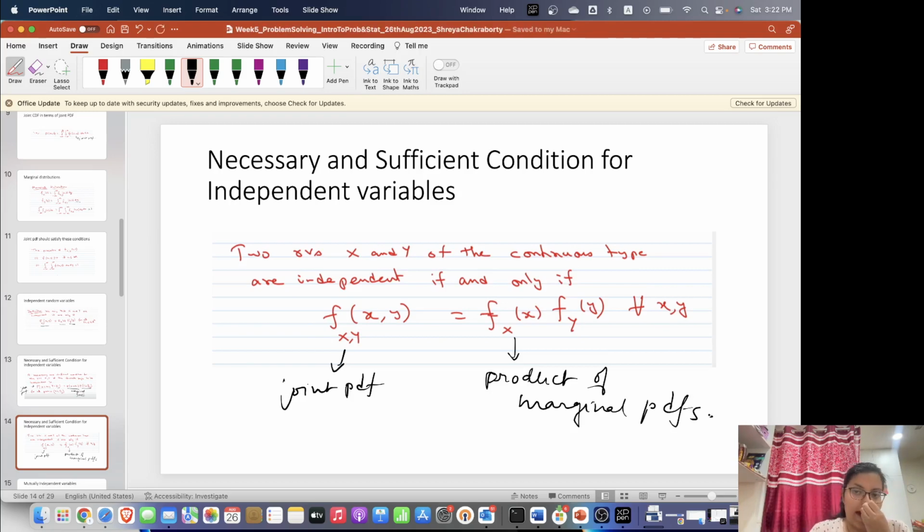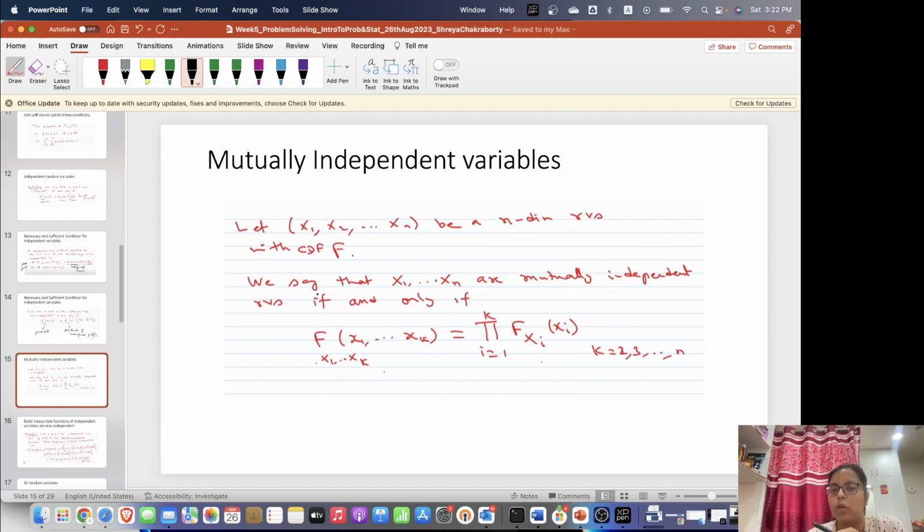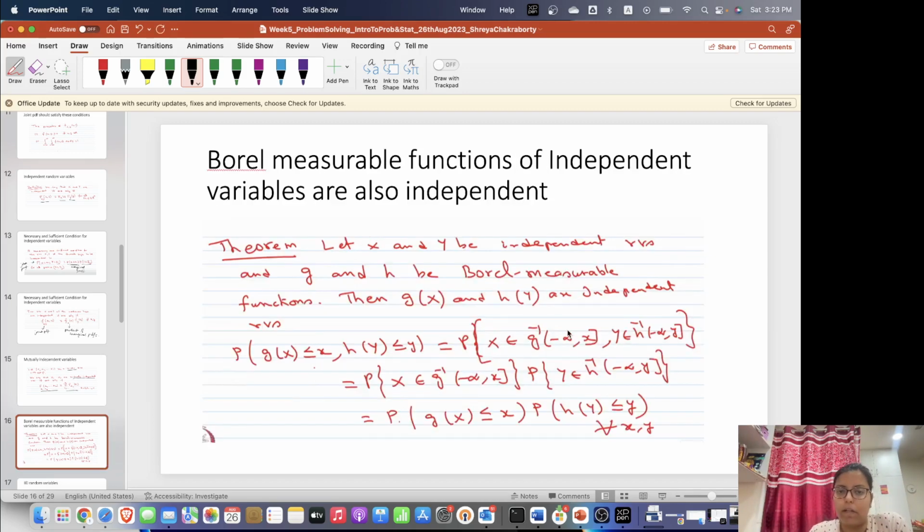Okay, and this works for two variables. But if we have more than two variables, let's say n random variables, then those will be called mutually independent if the joint CDF can be represented as a product of the marginal CDFs. Similarly, the joint PDF should be represented as a product of the marginal PDFs. And another important theorem that was discussed was that if we have x and y.